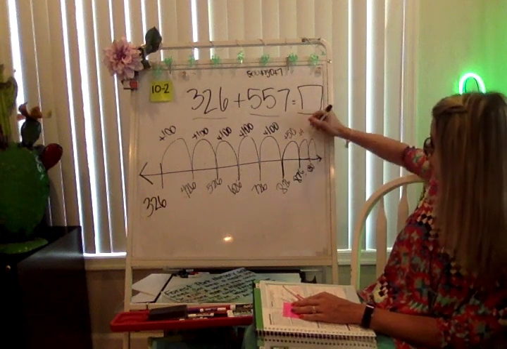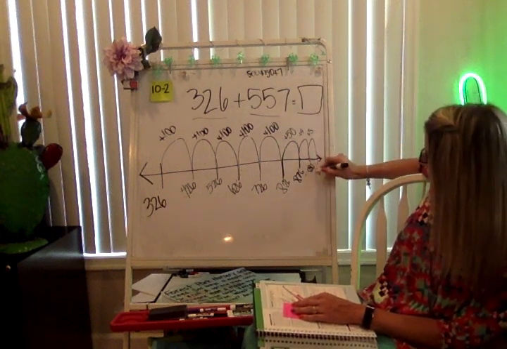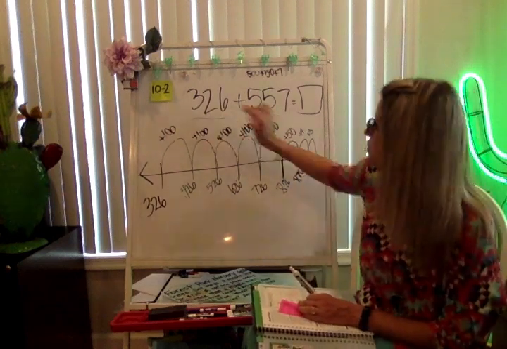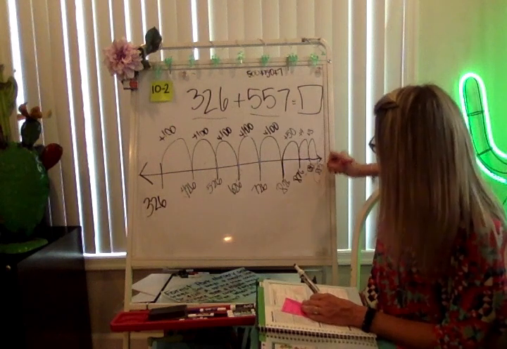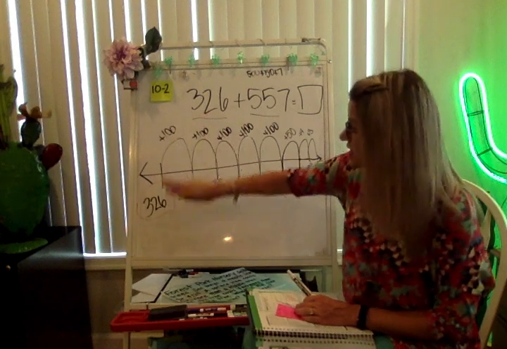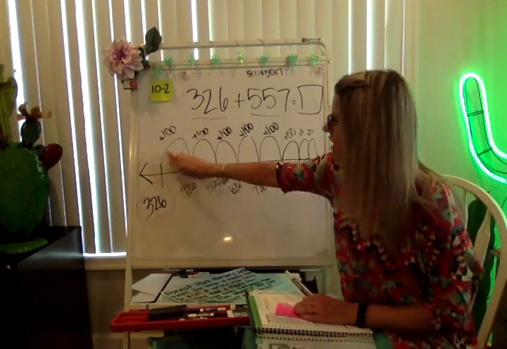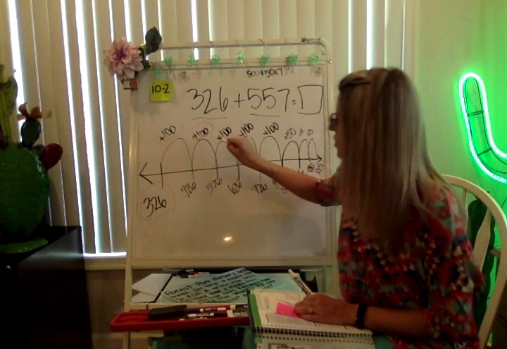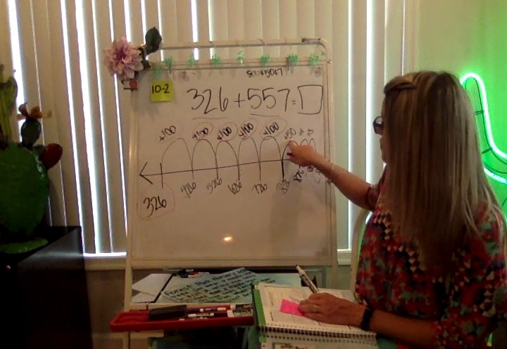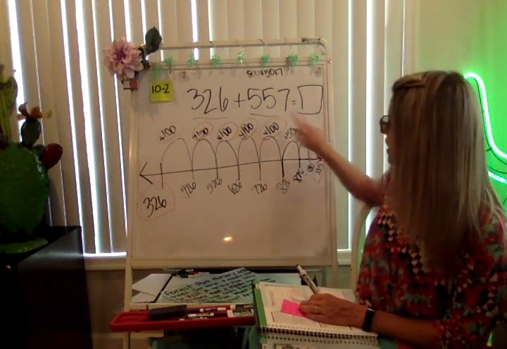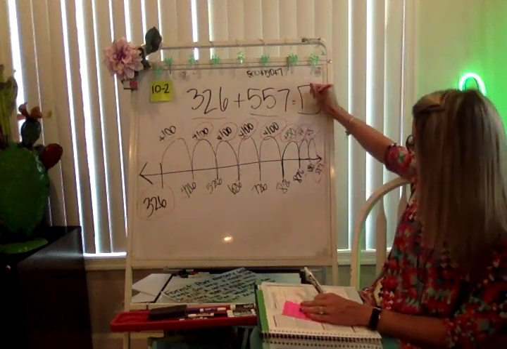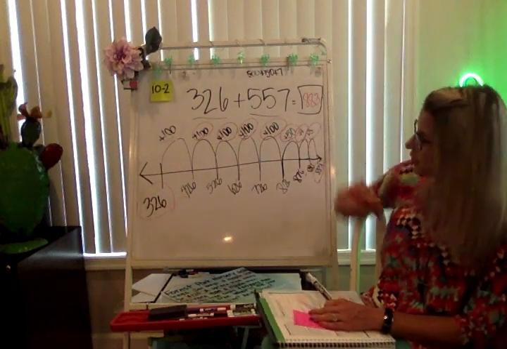And then I'm going to add the 3 to get to the 883, which is the sum of 326 plus 557. I need to do a double check that I've done this correctly. 326, that's what I started with, and then I've added 100, 200, 300, 400, 500, 50, and then 4 plus 3 equals 7. I've added 557, and my sum is 883.